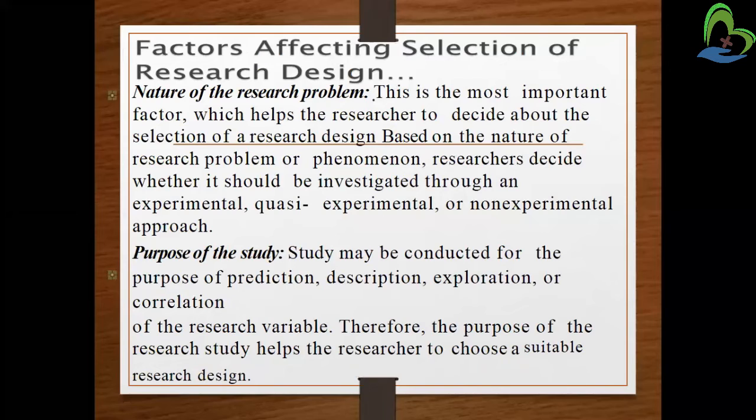Moving ahead, the main factors which are affecting the selection of the research design are: number one, nature of the research problem. What kind of research have I taken? The selection of research design can be based on the nature of the research problem, like a phenomenon. The researcher decides whether it should be investigated through an experiment, quasi-experiment or non-experimental research approach. And again, that will be based on my area of interest, or due to the accessibility of samples, and many more things.